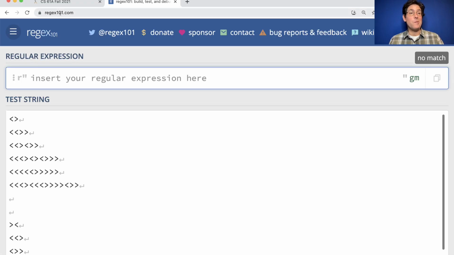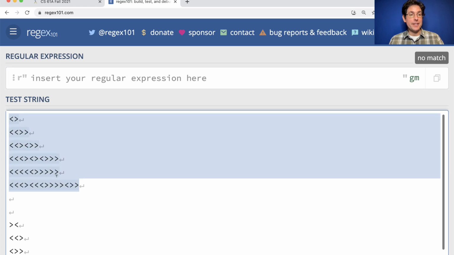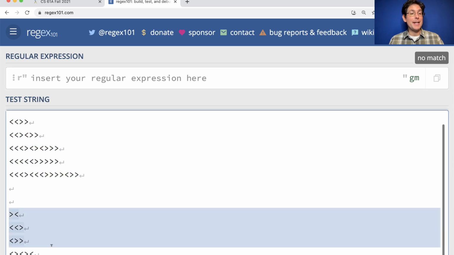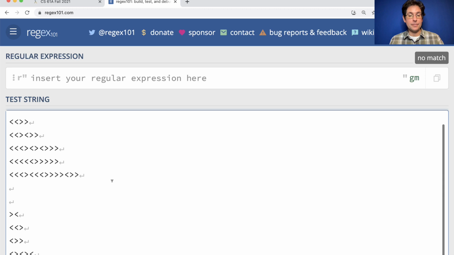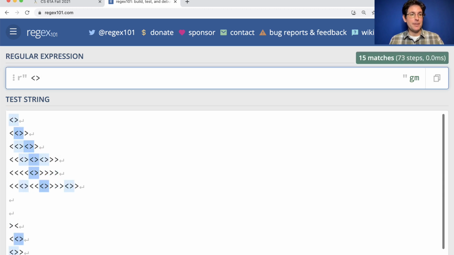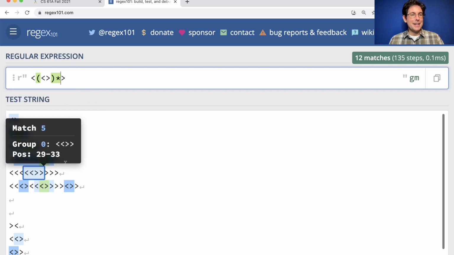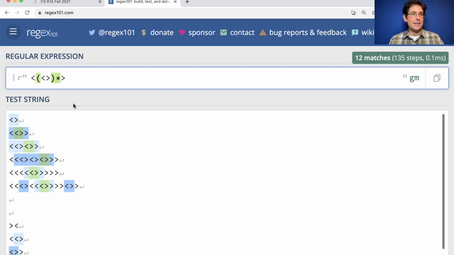So here we are back on regex101.com. We would like to write a regular expression that matches these strings, but not these strings. Well, I can match the first one like this. What about the second one? I could say that this is optional. So I got the first 2. Or I could even say that 0 or more of these can appear, and now I have the first 3. How do I get brackets within brackets within brackets?